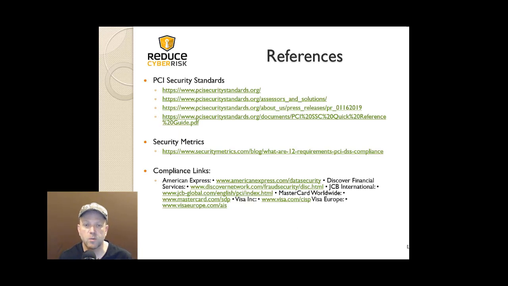All right, here are some of the references that we've brought up from this. It's PCI security standards. There's a whole bunch of great stuff out there on those. Security metrics, and also the compliance links for each of the credit card companies are included.